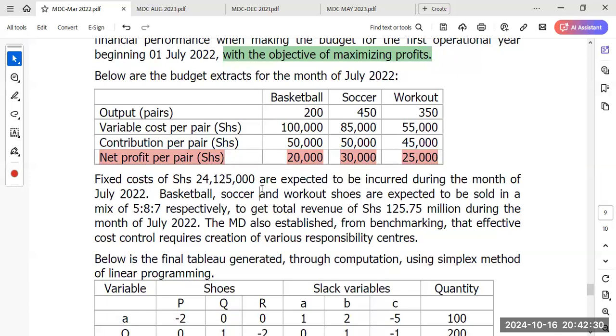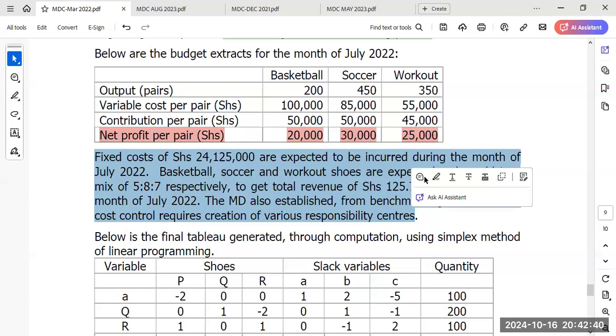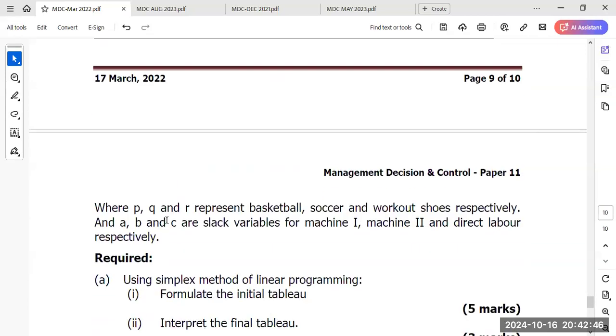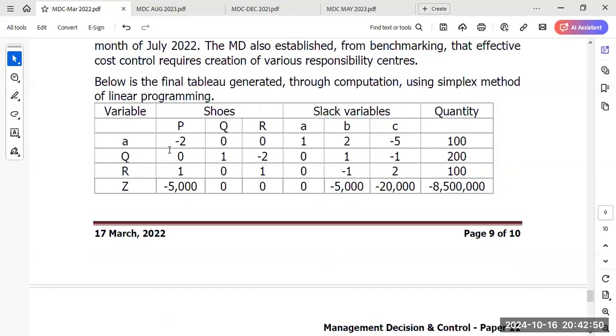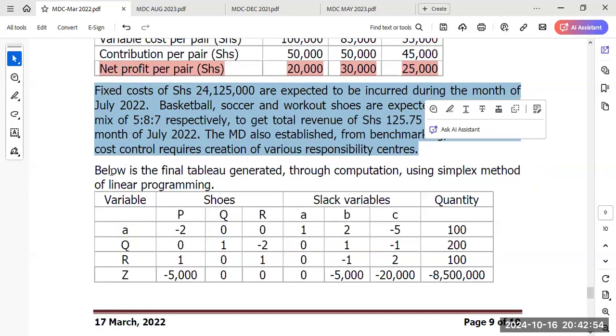Fixed costs incurred, workout expected to. Now, this paragraph is none of our business. This paragraph is going to help you when you're answering part B. But not in this paragraph. That is not our focus.